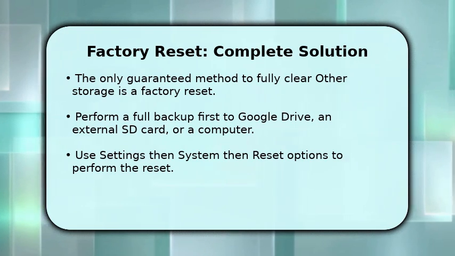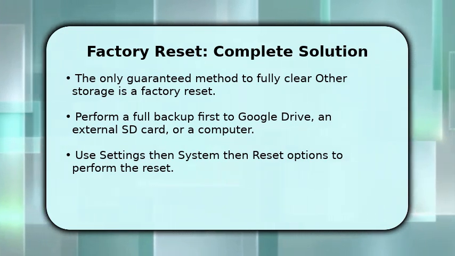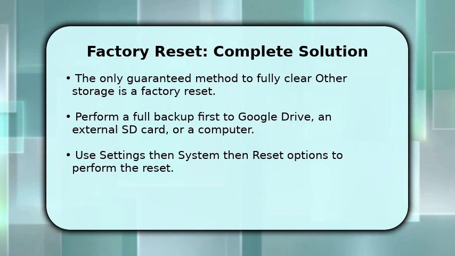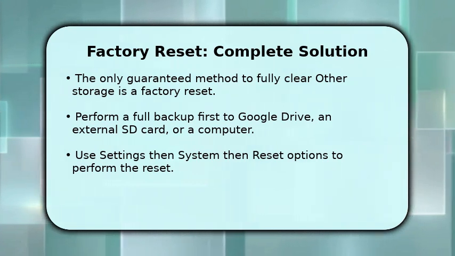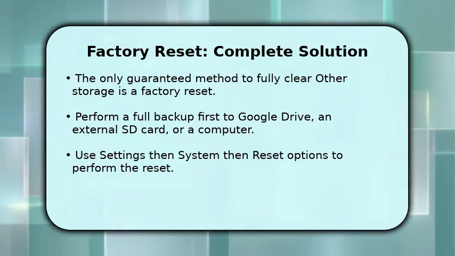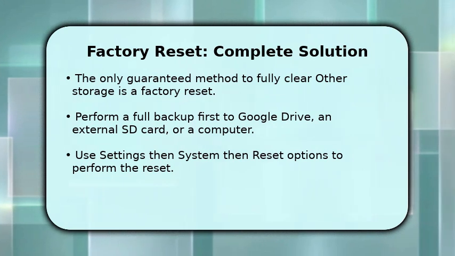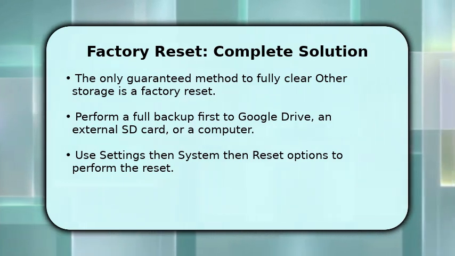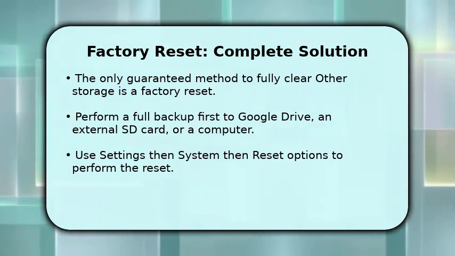Use Settings then System then Reset options to perform the reset. After the reset, restore only needed files and reinstall apps selectively. This process prevents other storage from regrowing uncontrolled and helps maintain predictable storage usage.